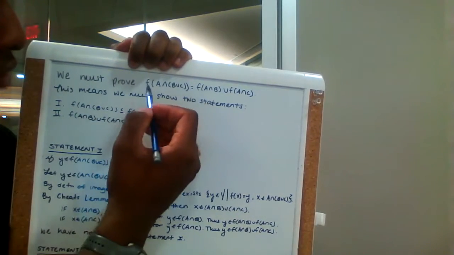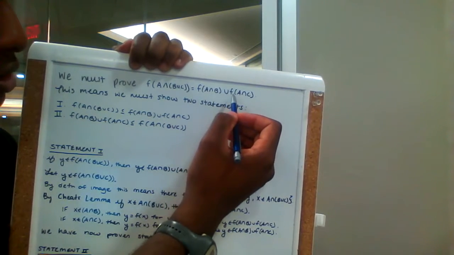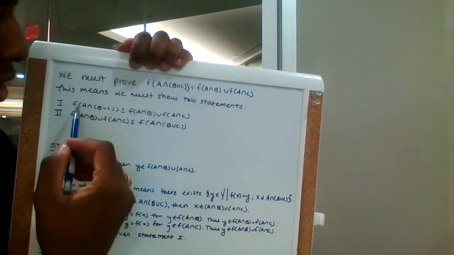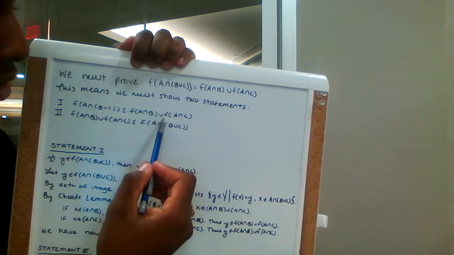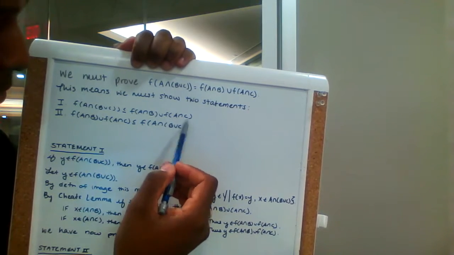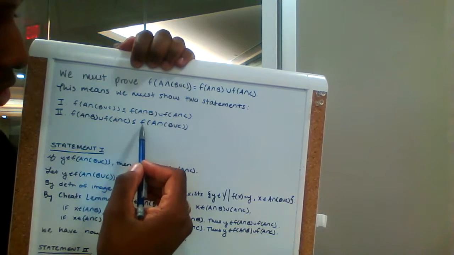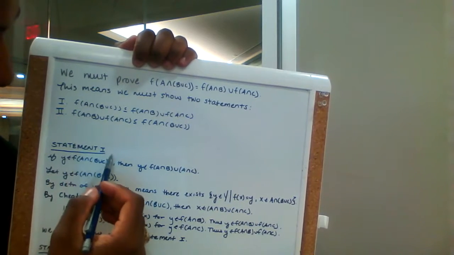We must prove that f(A ∩ (B ∪ C)) is equal to f(A ∩ B) ∪ f(A ∩ C). This means we must show two statements. f(A ∩ (B ∪ C)) is a subset of f(A ∩ B) ∪ f(A ∩ C), and f(A ∩ B) ∪ f(A ∩ C) is a subset of f(A ∩ (B ∪ C)). First, we prove the first statement.